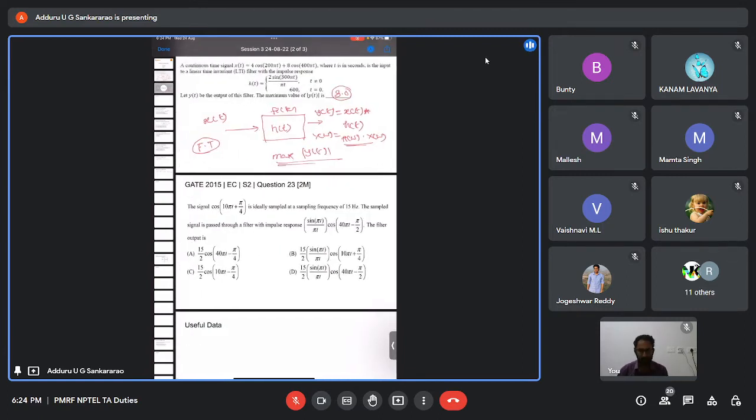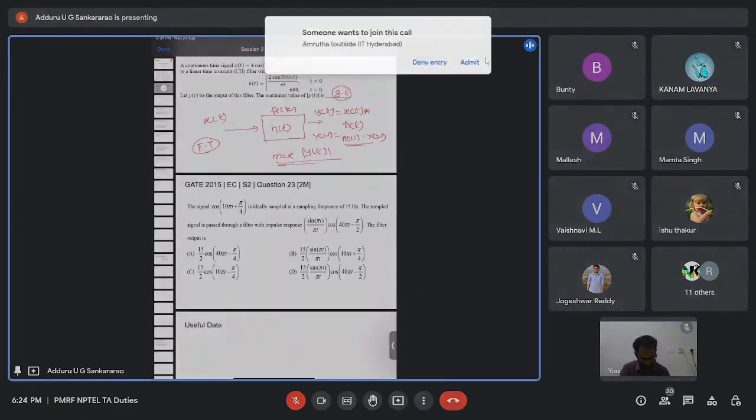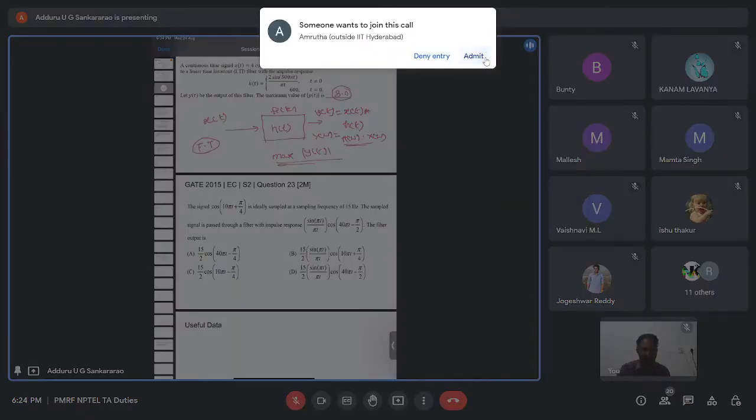So read out this question. This question was given in GATE 2015 ECE set 2 for 2 marks. The signal cos of 10 pi t plus pi by 4 is ideally sampled at a sampling frequency of 15 Hz. The sampled signal is passed through a filter with impulse response. The impulse response is given. What is the filter output?